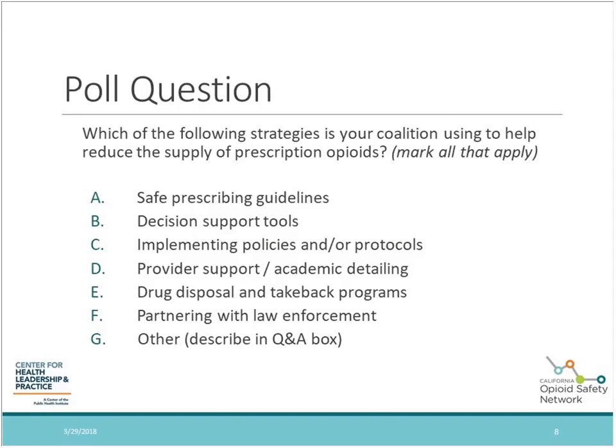And we're going to put 2 minutes on the poll. We're about 50 seconds into it, and then we will show you the results in a bit. And you can go into the Q&A box, which is above the poll questions, to write down any other strategies that you may be using to reduce the supply of prescription opioids. So the poll will be over in less than 1 minute. And we'll keep this open until we run out of time, and then we'll show the results.